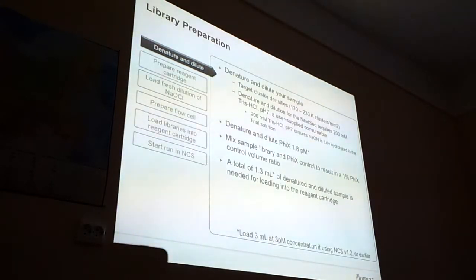Then later, after validating the experiment, the first experiment will be 100% PhiX. But in the next experiment, you should always spike in at least 1% PhiX, the same as for MiSeq. And you need 1.3 milliliters of the library solution. And yesterday, we originally had the NextSeq with NCS version 1.2, but we upgraded it to 1.3. So now you have the latest software.